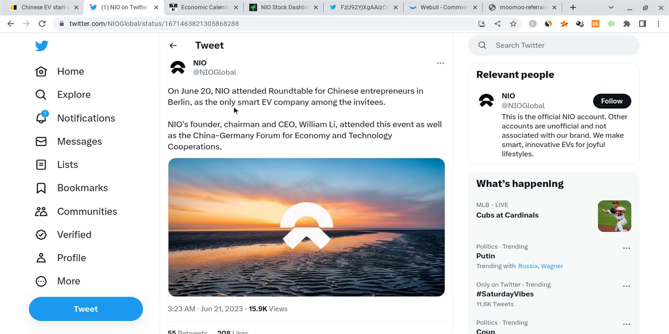Now, as far as NIO goes, there was some news that came out that on June 20th, just a couple of days ago, NIO attended the Roundtable for Chinese Entrepreneurs in Berlin, once again helping NIO to gain more exposure out there, meet new connections in Germany, and continue to grow their business model. I think NIO is in very, very good hands moving forward, and they have made some very good moves.